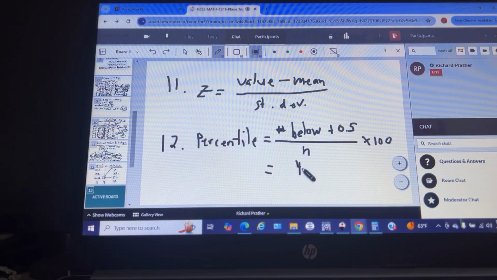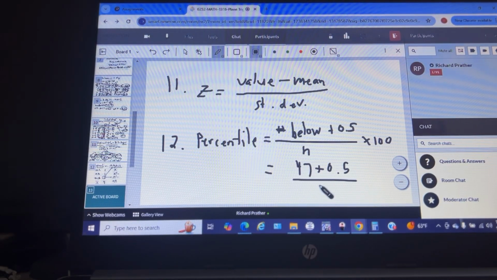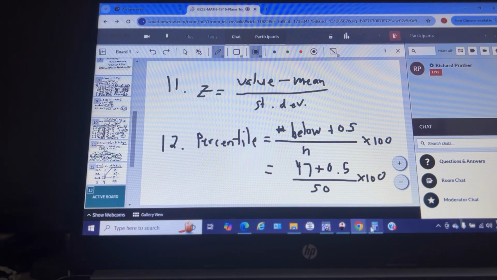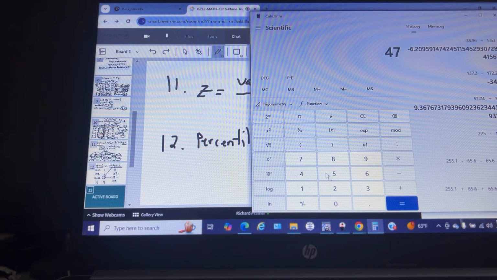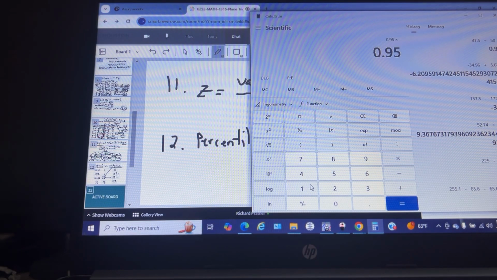There's 47 phones below the one we care about. We'll add a half just for the tie. If there was another one tied with us, then that's where it would be 1, but so that's why it's a half. And then you divide by 50 because there were 50 phones in the sample and multiply by 100. So 47.5 divided by the 50 sample size and then multiply by 100 to turn it into a percentage.